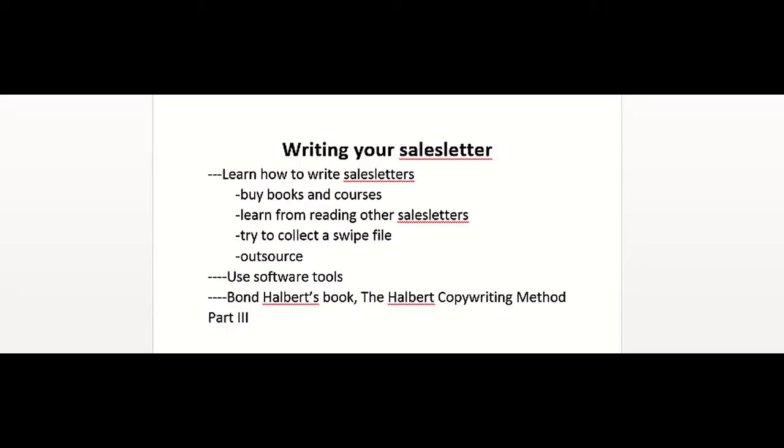And for that, I recommend you buy this book on Amazon. It's a book by Bond Halbert, and the title of the book is The Halbert Copywriting Method Part 3. Bond Halbert is the son of the great copywriting master Gary Halbert. The Halbert Copywriting Method Part 3 teaches you how to edit a rough draft of a sales letter.